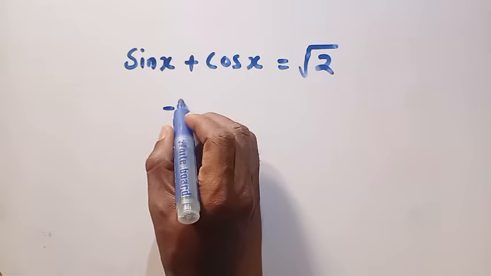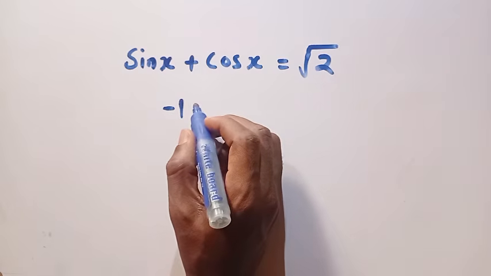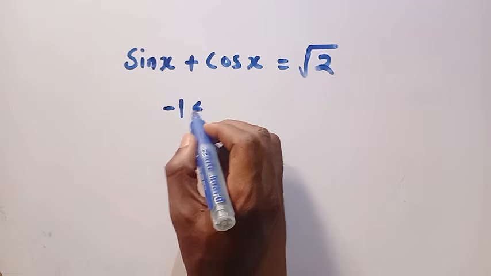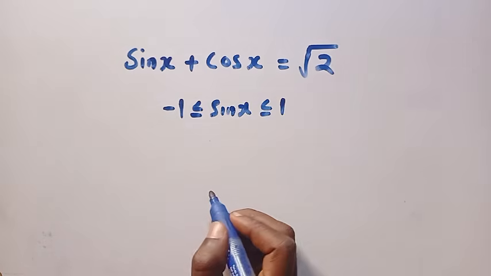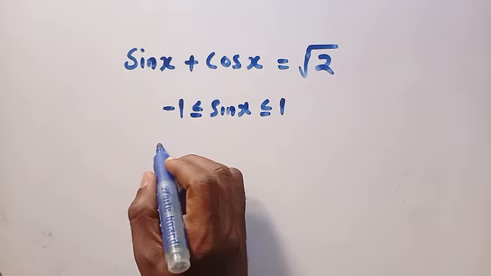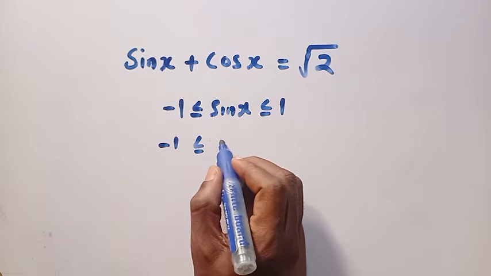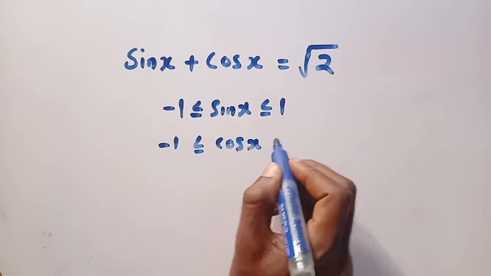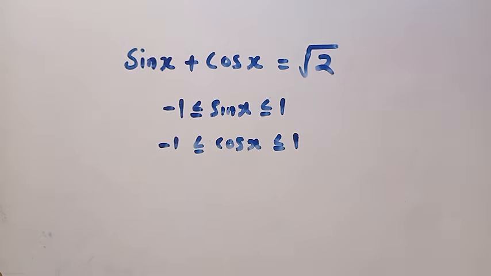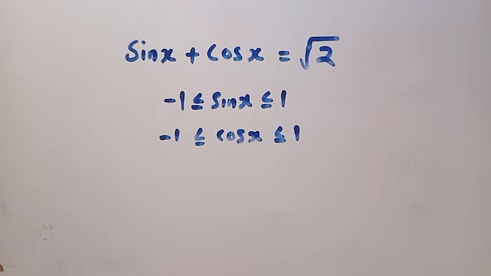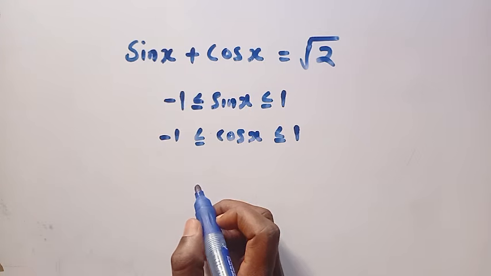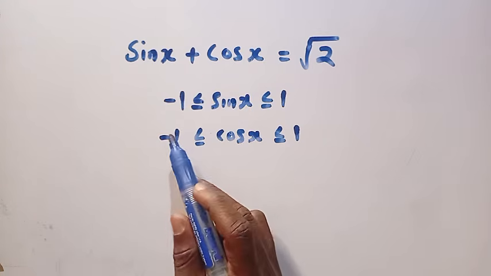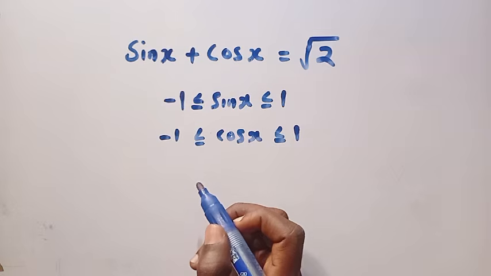First, we have -1, that's the range of sine x and cos x. This is less than or equal to sine x, and also less than or equal to 1. Then again, for the cos x, we have -1 less than or equal to cos x less than or equal to 1. So we have these two things. This is telling us that the sum of these two cannot reach 2. The sum of sine x and cos x can never reach 2.